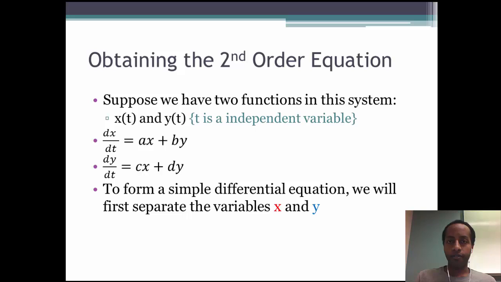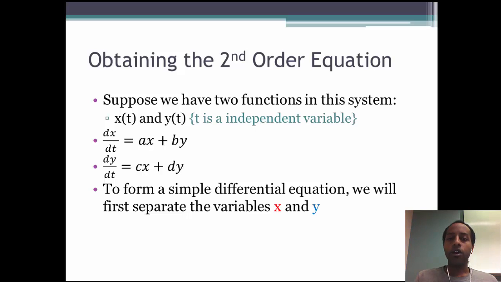Assume that we have x of t and y of t, these two functions, with respect to time. Now we take the derivative of both of these functions, so we'll make them equal to these two equations, where a, b, c, and d are constants. So we want to form a single differential equation, dependent on one variable.